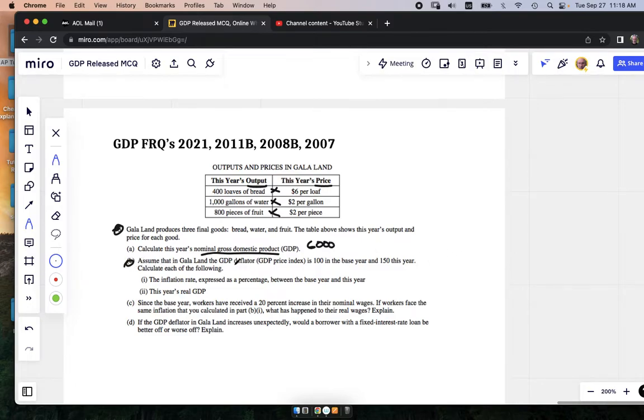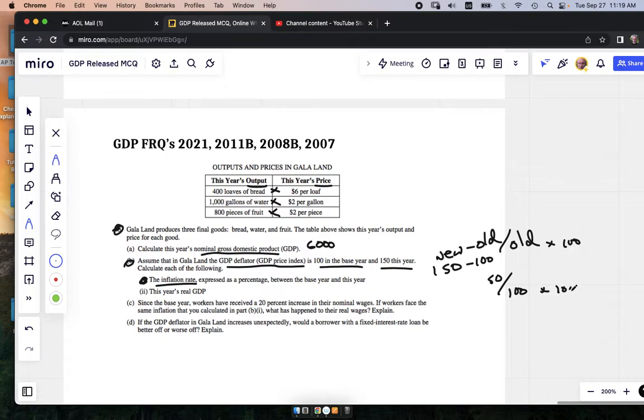B, assume that the deflator, or the price index, or the CPI, is 100 in the base year and 150 this year. Calculate the inflation rate. So this is just a rate of change, right? New minus old over old, times 100. So the new is 150, old is 100. That gives us 50 over 100 times 100. So this is simply, we could have also just looked at that. If you go from 100 to 150, it's got to be a 50% rate of inflation change.